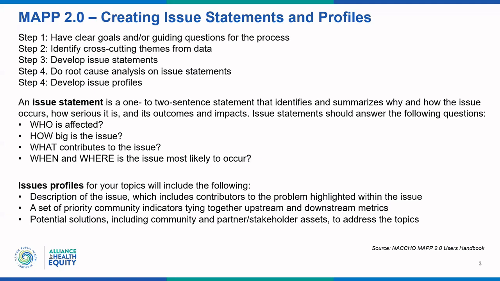So with the issue statement, you're looking at who is affected, how big the issue is, what contributes to the issue, and when and where the issue is most likely to occur. And then you would do a root cause analysis on that issue statement. After that root cause analysis, you'll be able to develop issue profiles, which include a description, what contributes to the problem, which is what you get from that root cause analysis, and priority community indicators, looking at upstream and downstream metrics.